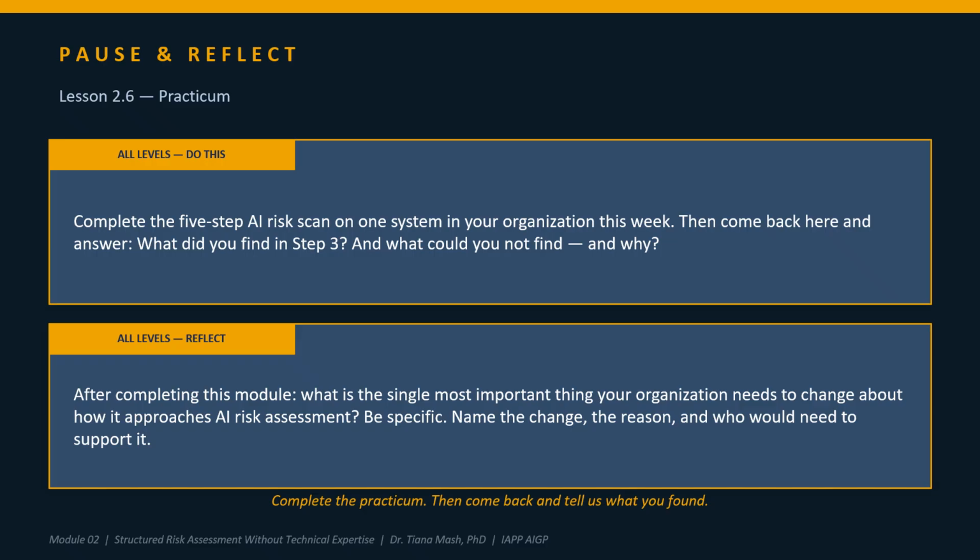Now, the two final questions I want you to take very seriously. One is complete the 5-step AI risk scan on systems in your organization this week. Then come back here and answer it. What did you find in step 3 and what could you not find and why? I genuinely want you to know what you find, not because I'm testing you, but because your real world findings are exactly the kind of evidence that helps everyone in this community understand what AI governance actually looks like on the ground. So your experience is valuable.